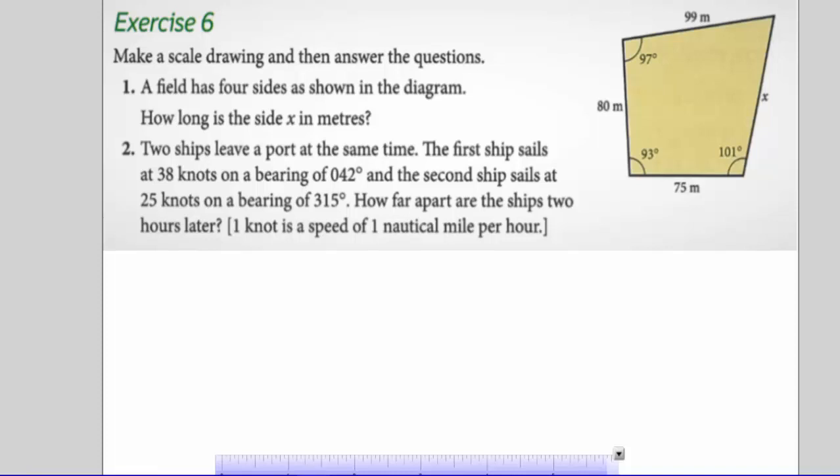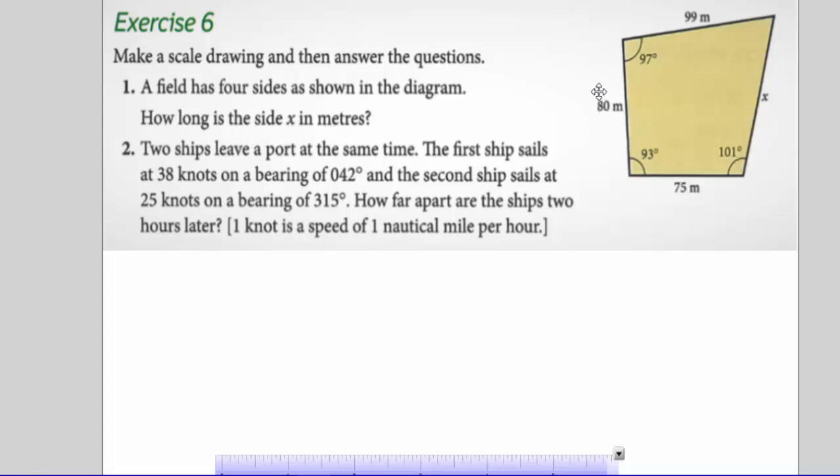Welcome to another video. This is about scale drawing. We're going to make some drawings to scale. Question 1. A field has 4 sides as shown in the diagram. It's here. How long is the side X in meters?